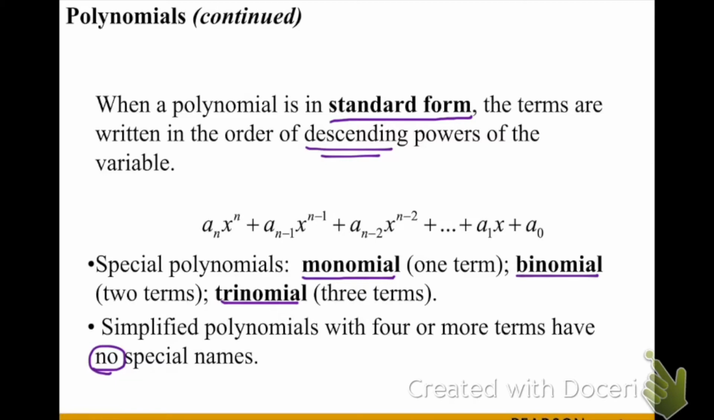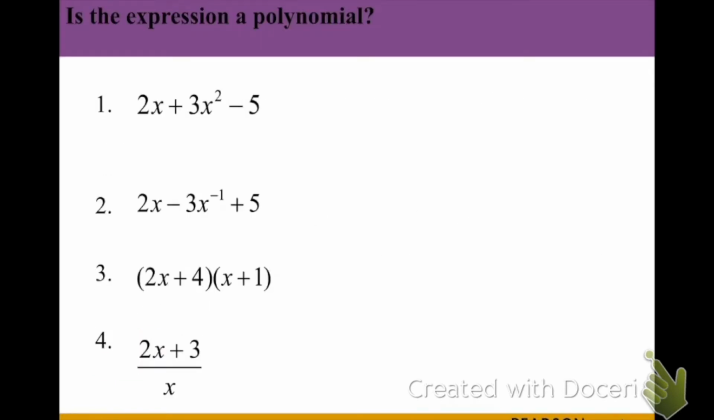So in these next couple of examples, we're going to talk about whether each is a polynomial or not. And if it is not, we're going to give a reason why. In this first case, notice that we have 2x plus 3x squared minus 5. This is a polynomial, since all exponents are integers and we have whole number coefficients.